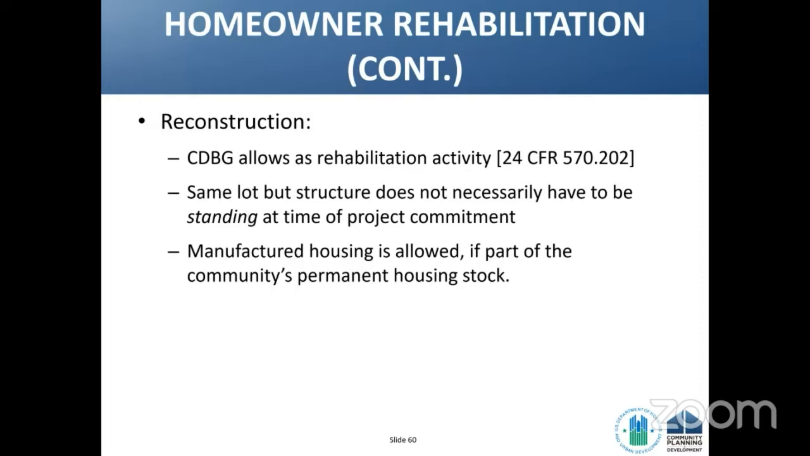The program does allow manufactured housing, or what some people call mobile homes. We're talking about the ones that sit on foundations. We're not talking about the ones that you can roll away whenever you want to, but those that can be affixed. But they have to be part of the community's permanent housing stock. If not, then they cannot be CDBG assisted.